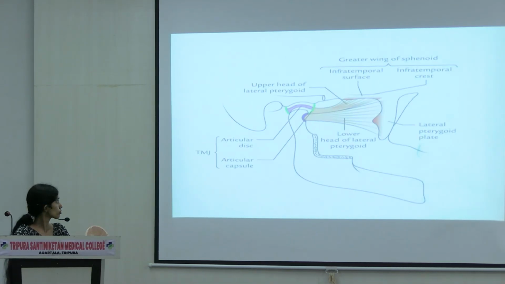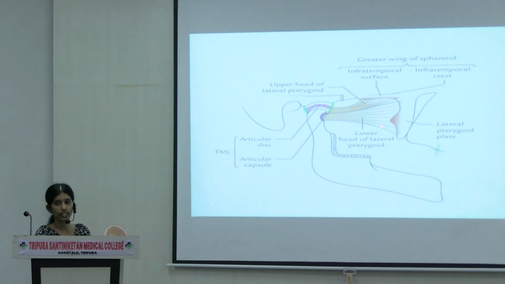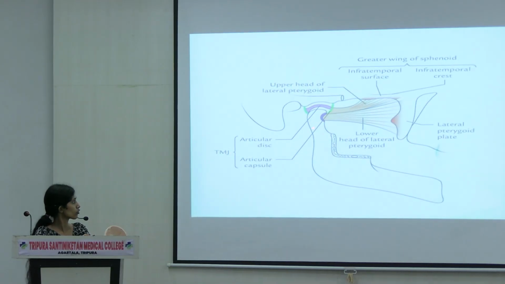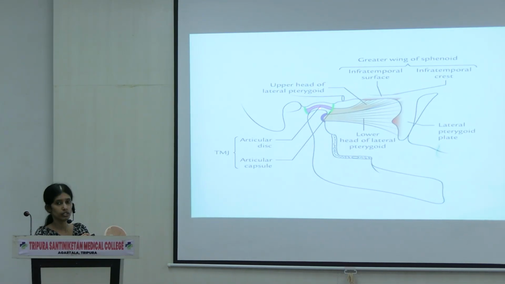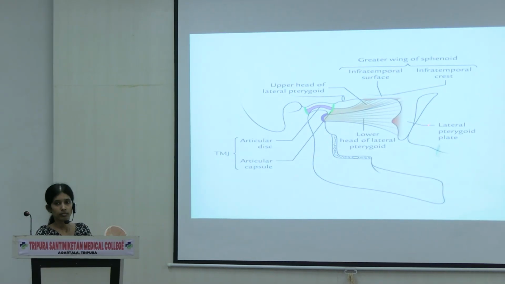Okay. You can see here. This is the upper short head and this is the lower large head of your lateral pterygoid muscle. And this is the insertion point. This is your neck of the mandible and this is the capsule and also the articular disc of your TMJ. Okay. And origin, it will originate from the greater wing of sphenoid and also from the lateral pterygoid plate. And it is supplied directly by the anterior division of your mandibular nerve.